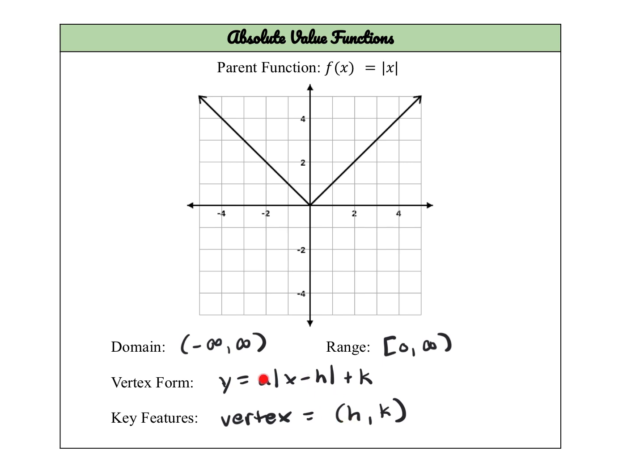And then that a value out front is going to be the slope of your graph moving to the right. So a equals slope to the right. And what I mean by to the right is to the right of your vertex. So if your a value is 2, the slope of this piece will be 2. Now the slope of the line to the left of your vertex is just going to be the opposite. So if this slope is positive 1, this slope is going to be negative 1. Okay, so that's how we can graph these functions pretty quickly and easily.